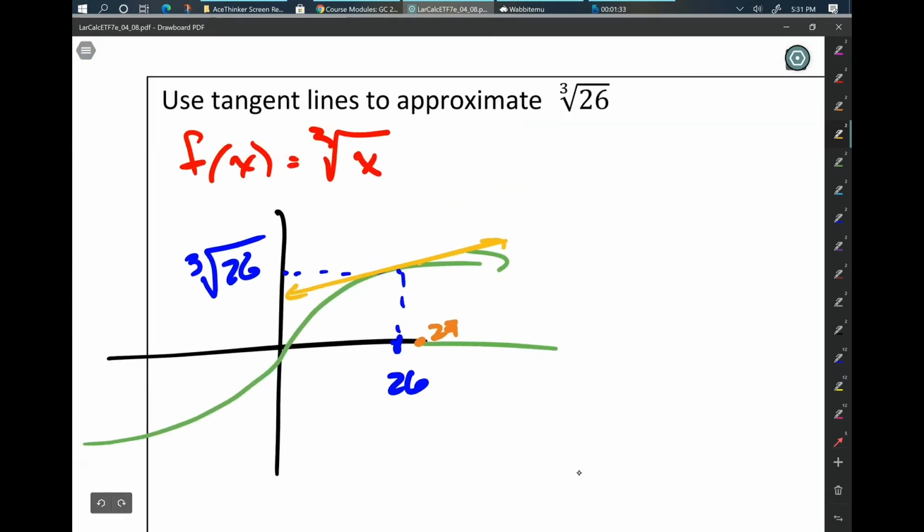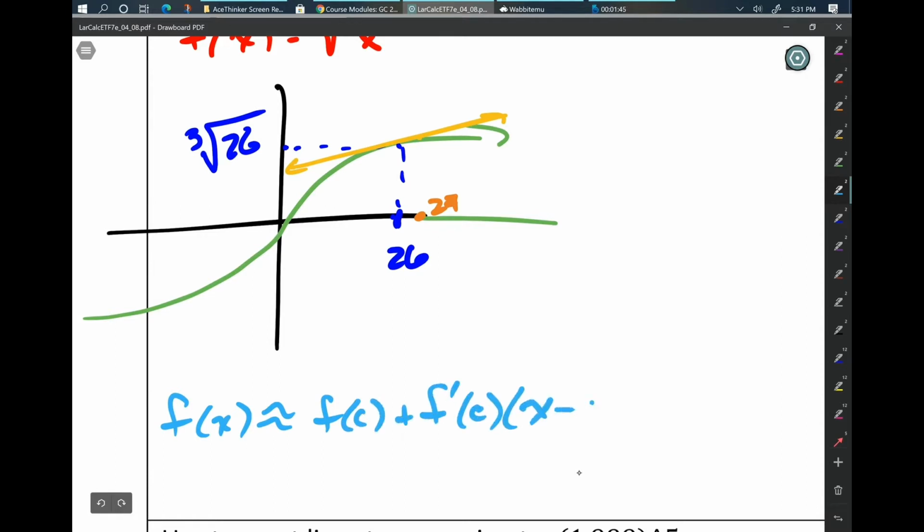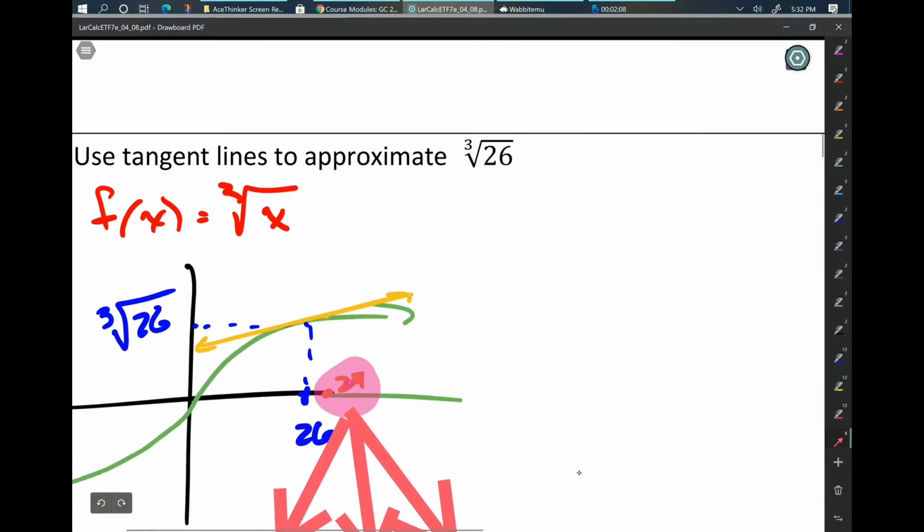In terms of the language of linear approximations, f of x is approximately f of c plus f prime of c times x minus c, where this c that is here and here and here is our nice number. That's going to be the 27 that we're going to use. So let's use that 27 here, here, and here. Now, just like last time, I need to know a couple of pieces to put in here, so I'm going to go over here on the right and start finding those things.